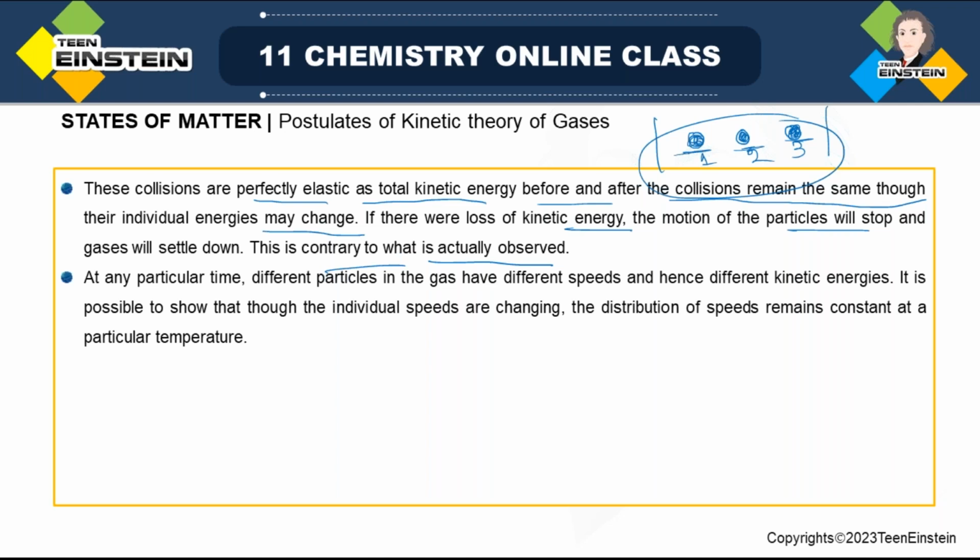At any particular time, different particles in the gas have different speeds. So suppose here we have taken particle 1, particle 2, particle 3. At a particular time, it is not necessary that 1, 2, 3 will have the same speed, because their kinetic energies are different. It is possible to show that though the individual speeds are changing and not fixed at a particular time, the distribution of their speed remains constant at a particular temperature.